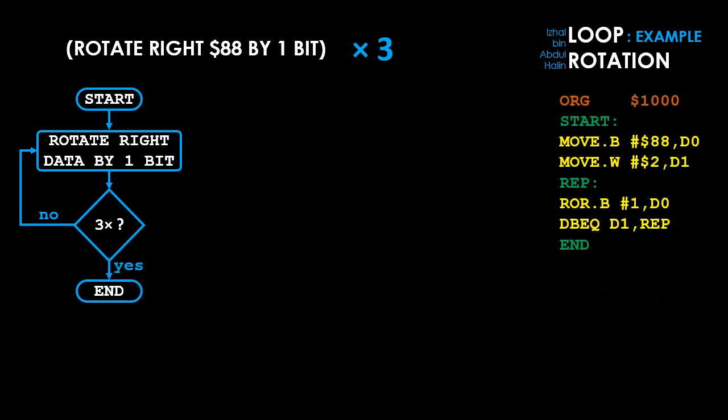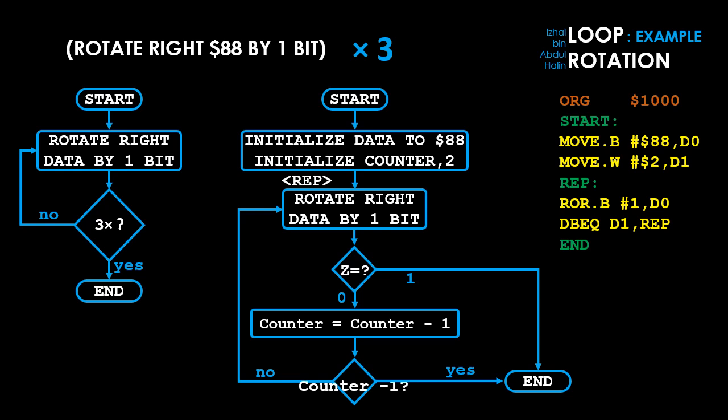This is the program that implements our simplified flowchart, and this is the flowchart of the program shown. It has 4 lines of instructions. The first 2 instructions are for this first process box. Move instructions are used to initialize the data we will rotate in register D0. A counter is set to 2 in register D1.